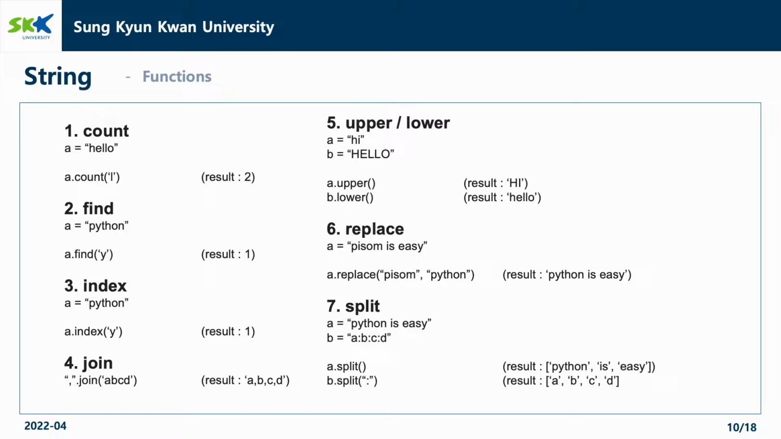The split function divides the string based on spaces. If no value is put in parentheses, like a.split(), it splits on spaces. If there is a specific value inside the parentheses, like b.split(':'), the string is divided using the value inside the parentheses as a delimiter. The divided values are entered into a list one by one.